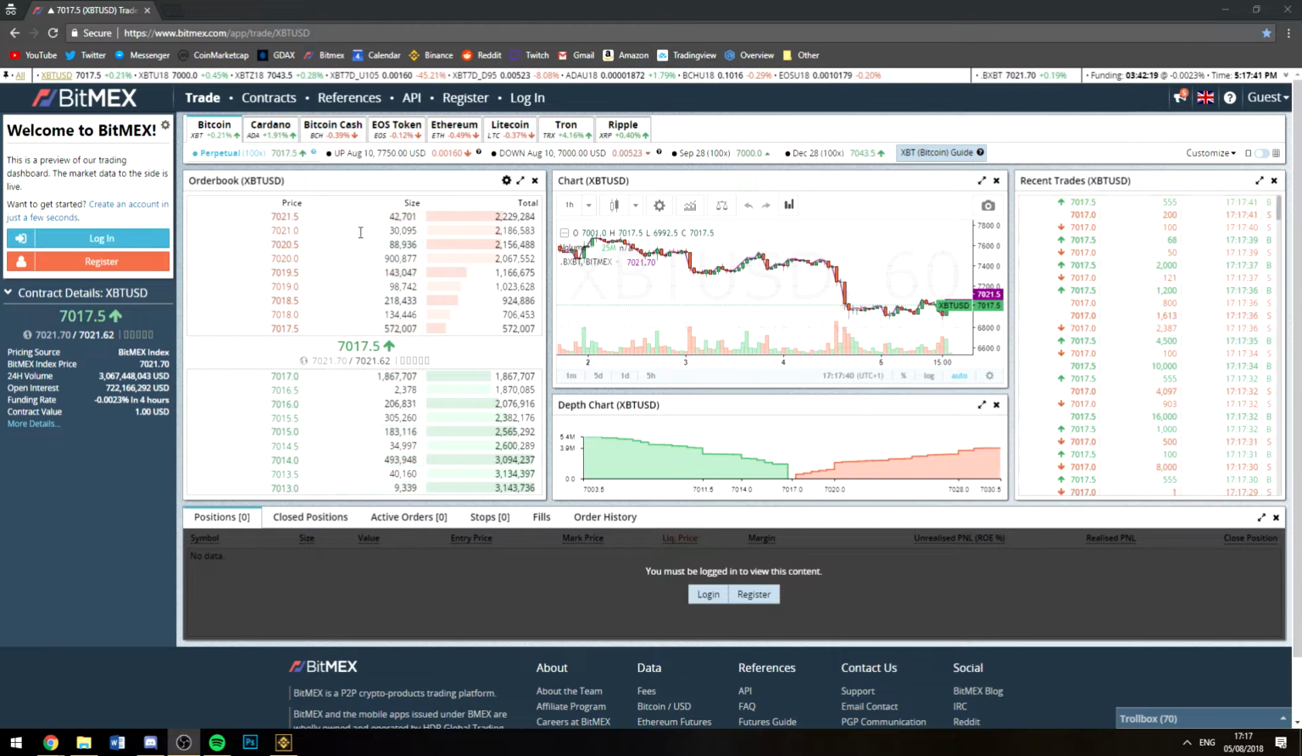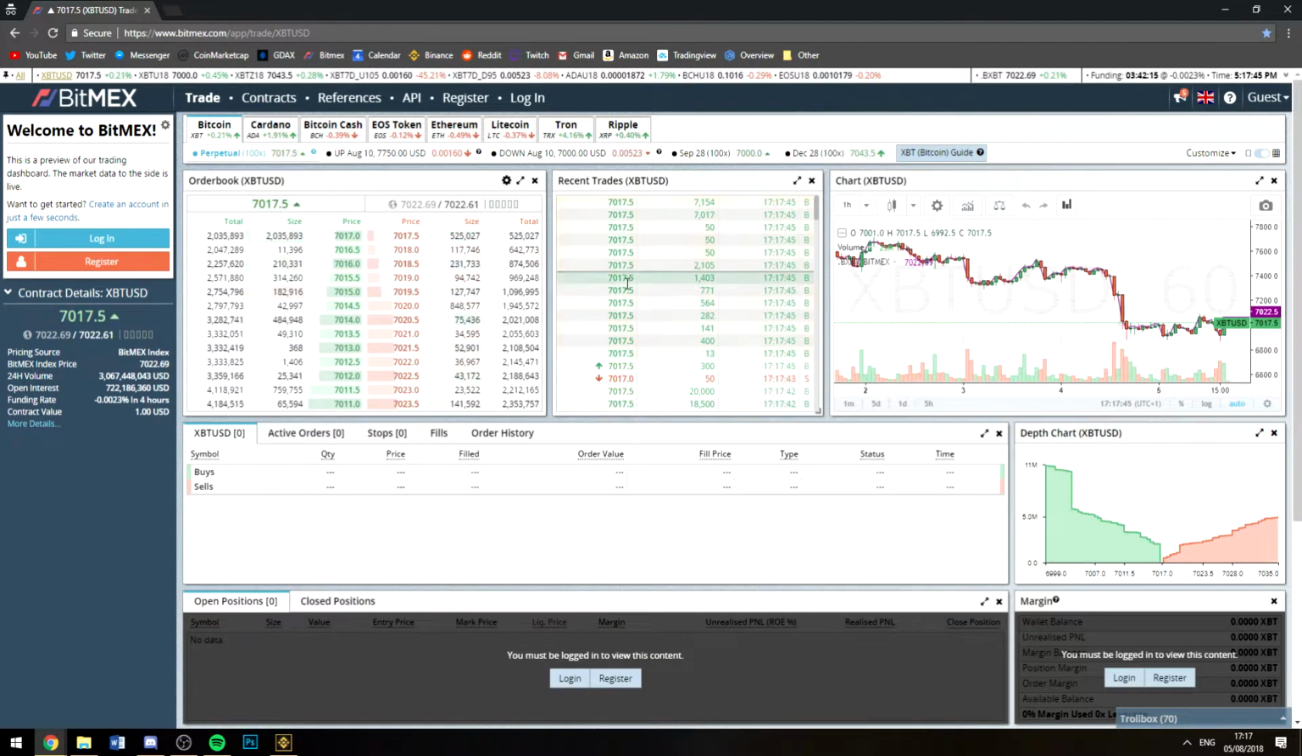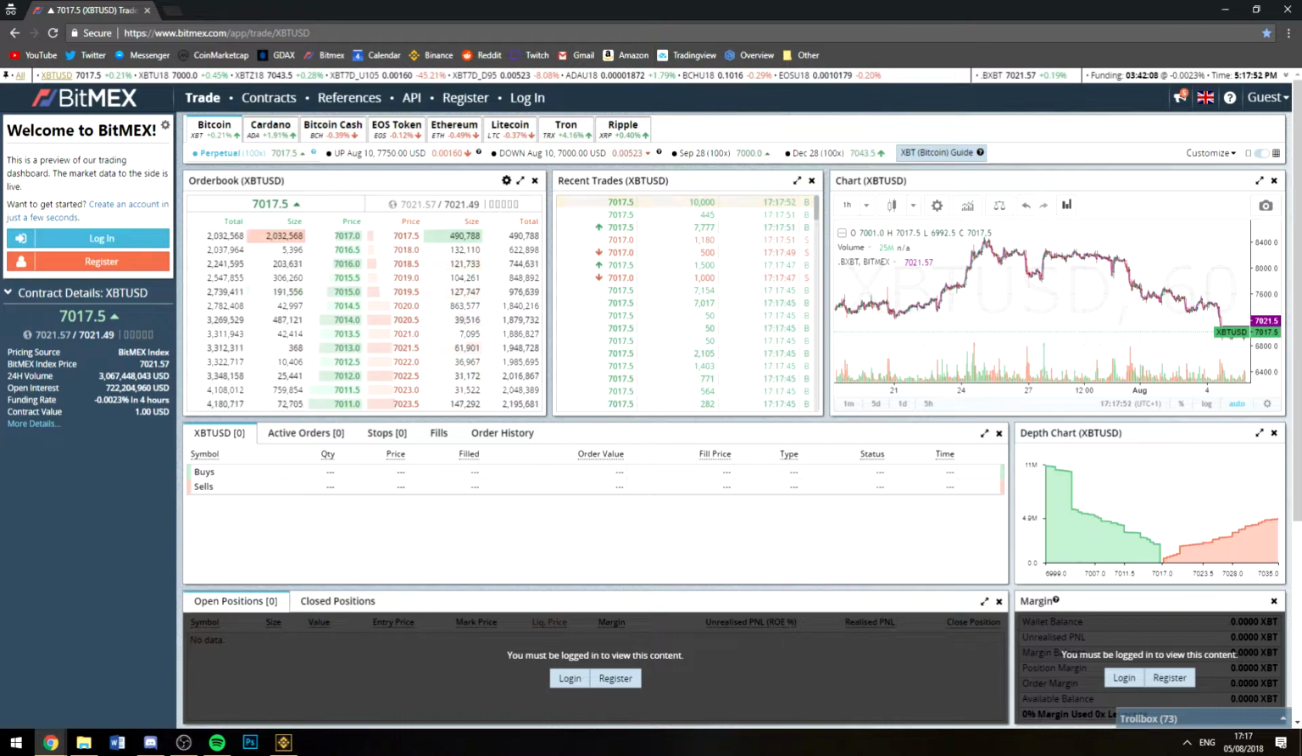I do have it set up a little bit differently. All of these are just indicators. You can use the order book, recent trades, and the chart as well. So I'm going to go over some of these in a minute, but I'm going to get logged in.